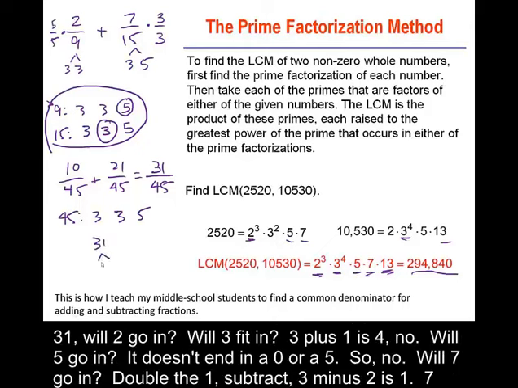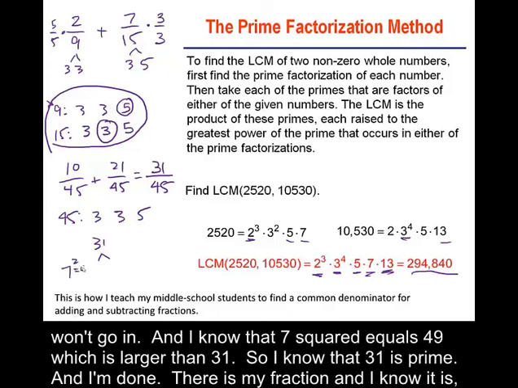Will 2 go in? No. Will 3 fit in? 3 plus 1 is 4? No. Will 5 go in? It doesn't end in 0 or 5, so no. Will 7 go in? Double the 1, subtract: 3 minus 2 is 1. 7 won't go in. And I know that 7 squared equals 49, which is larger than 31, so I know that 31 is prime, and I'm done.